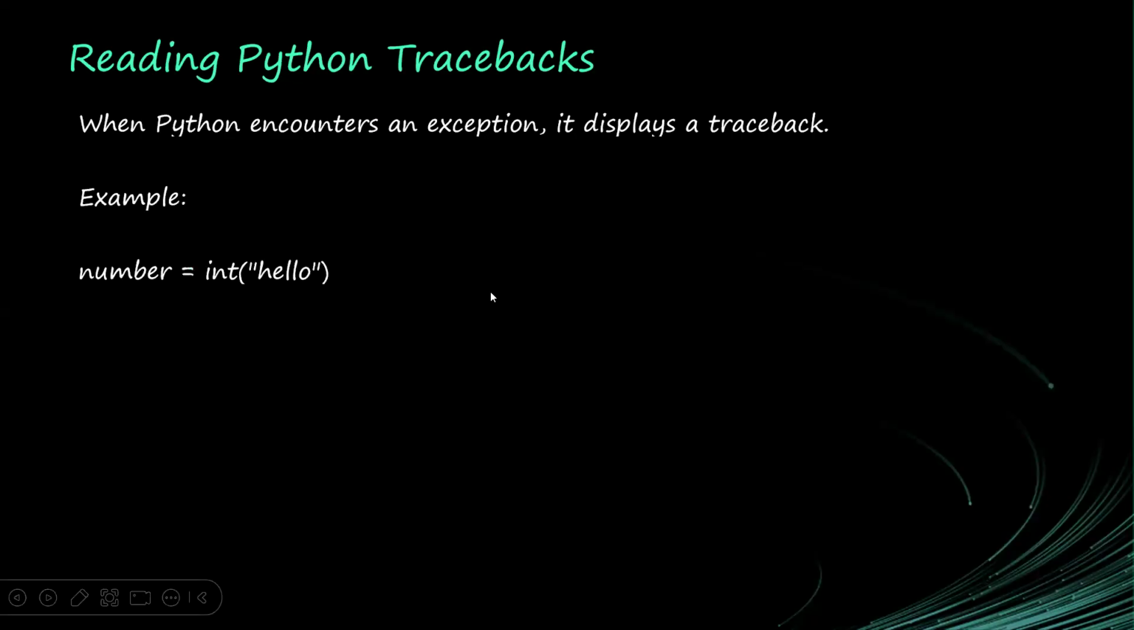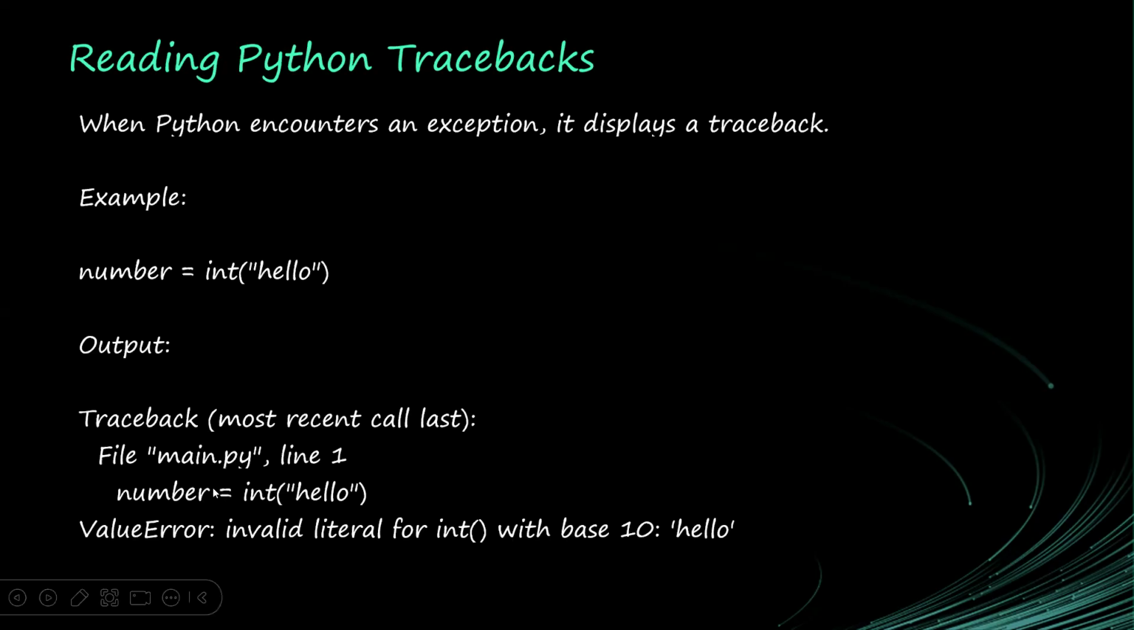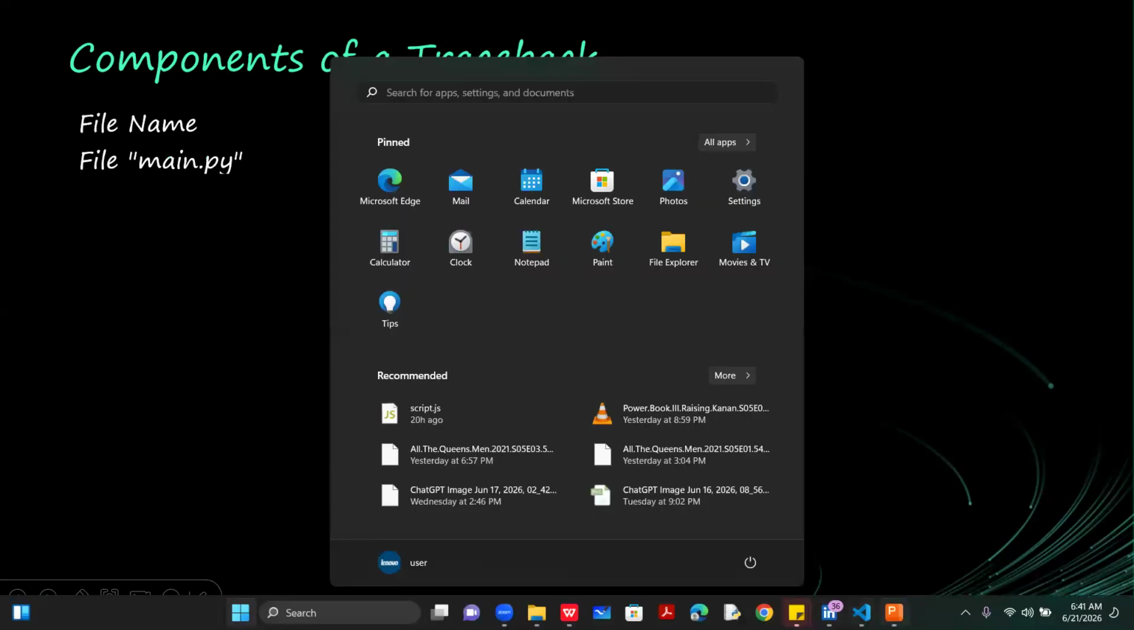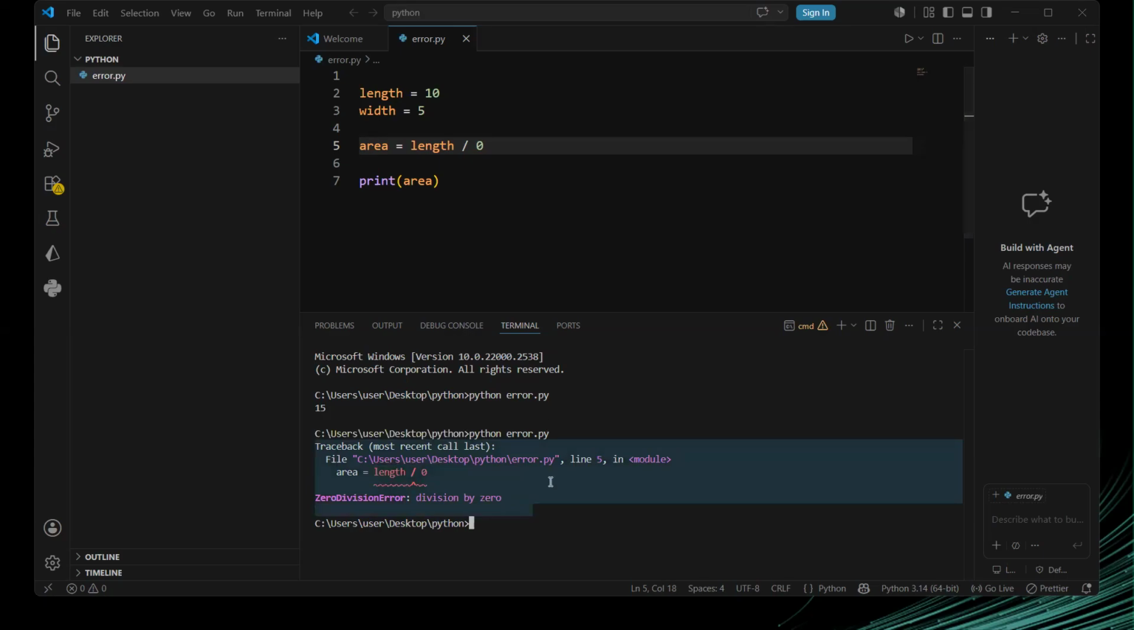When Python encounters an exception, it displays the traceback. You already know this. That's what we have already done here. So this is the traceback. It gives you all the information you need. Components of the traceback: we have talked about this, but let us just reiterate it. The file name tells you where the error occurred. Look at the file name, error.py. It gave you the file name and it gave you the line number.